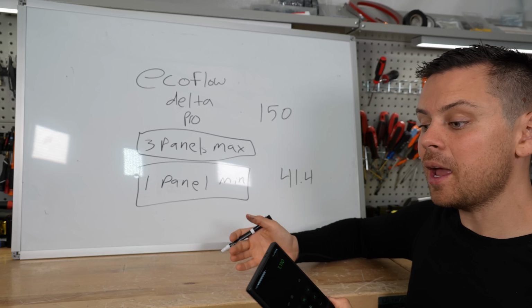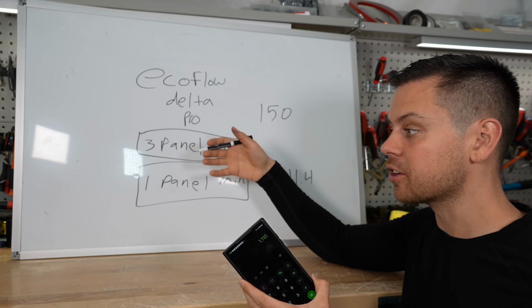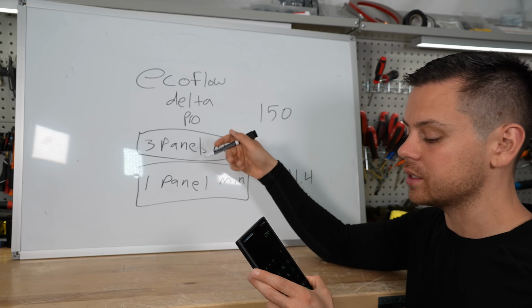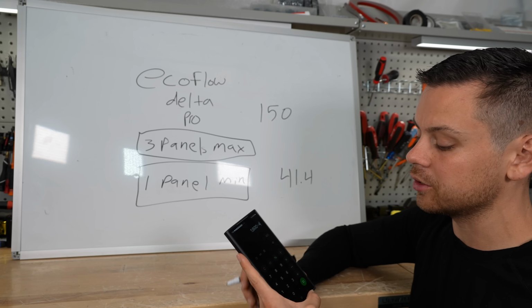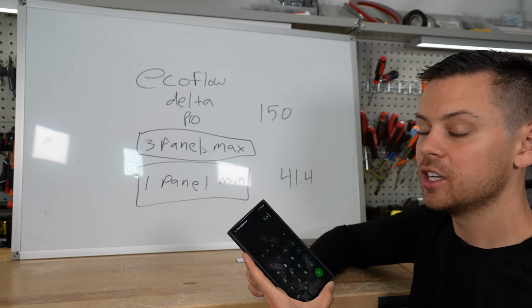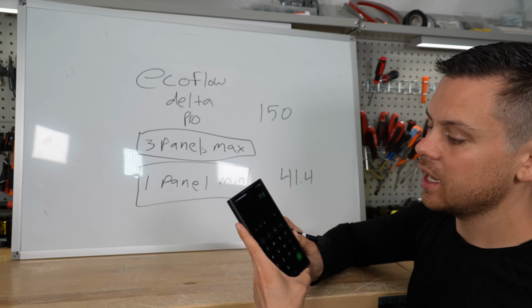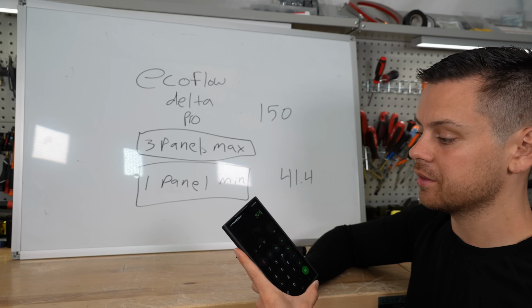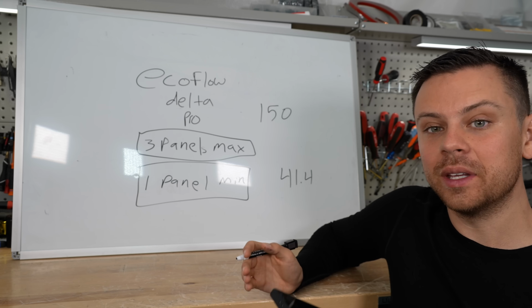So sometimes it's very difficult to use random panels and to maximize the input capacity on this unit. So before you buy a panel, if you want to max it out, you need to do these calculations and figure out if you can hit that 1600 watts. We can actually calculate that. So 1600 divided by 4 panels is 400 watts. So we need a 400 watt panel, and 150 divided by 4 is 37.5. So if you find a panel with this voltage at that wattage, you'll be good to go.